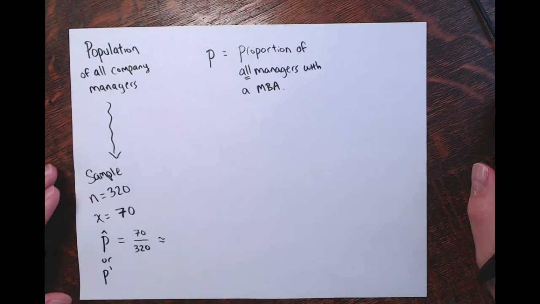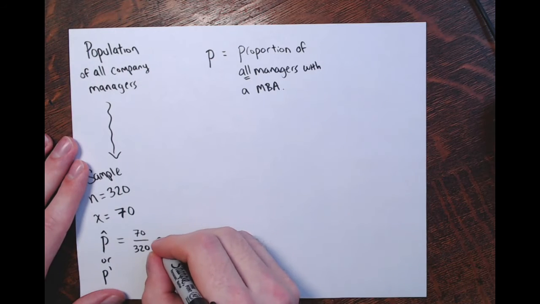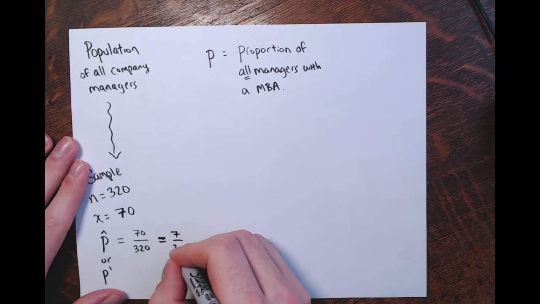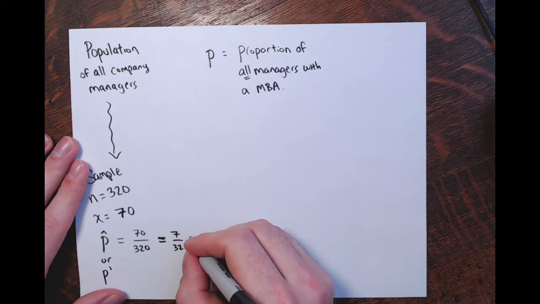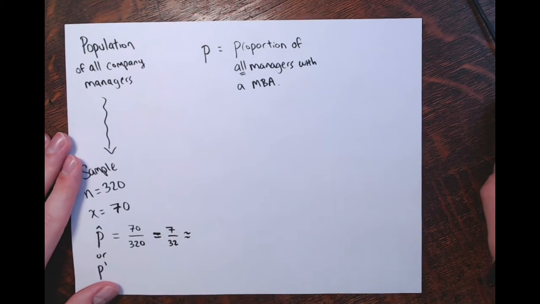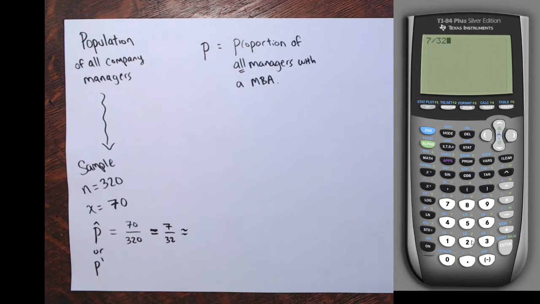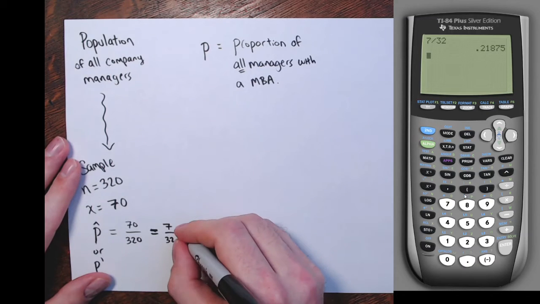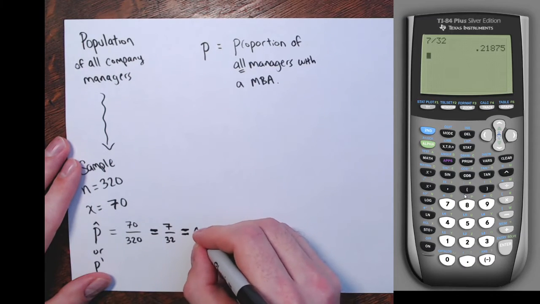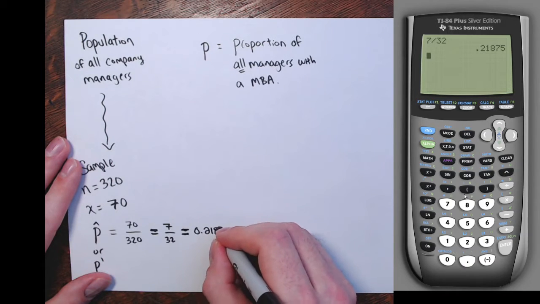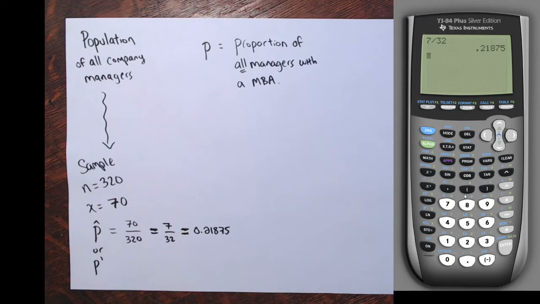So the proportion of the sample that holds an MBA is 70 out of 320. I'm going to simplify this to 7 out of 32, because you can divide both by 10. So when I enter this later in my calculator, it'll just be 7 out of 32. Let's see what this rounds to. Get a decimal here. So 7 out of 32, or 70 out of 320. Actually, I don't need to round. I'll just write it all: 0.21875. So almost 22%. It's 21.875%. Almost 22% of the sample she took has an MBA.